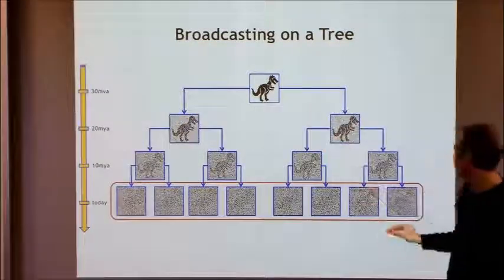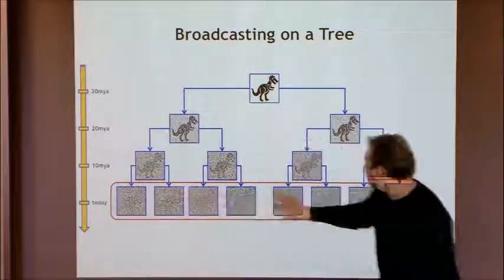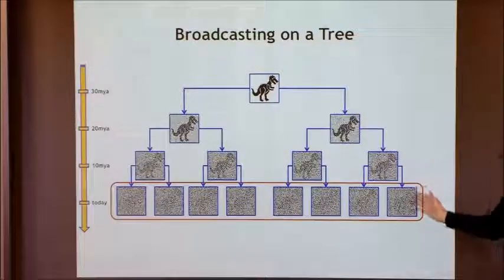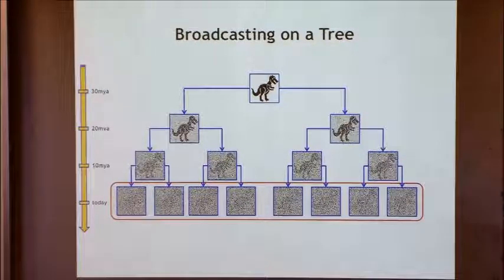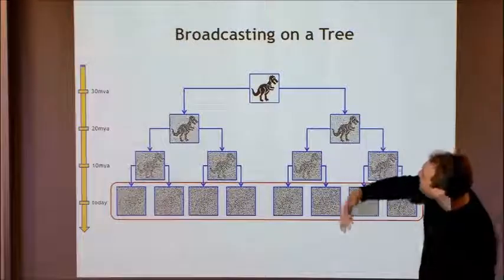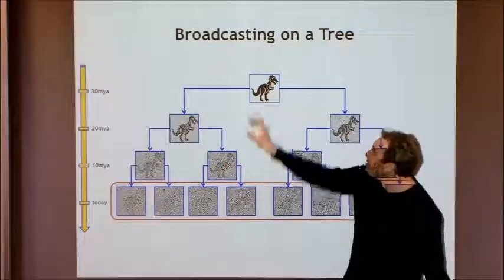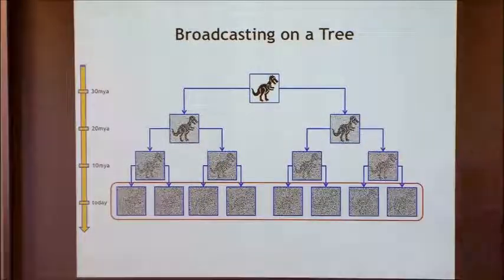And so you repeat that over and over. What you get to see is your data in the red box, and you're trying to reconstruct the tree. You can think of this as a broadcasting process on this noisy tree channel. You start at the root with a particular image, and you get this distorted picture at the leaves.